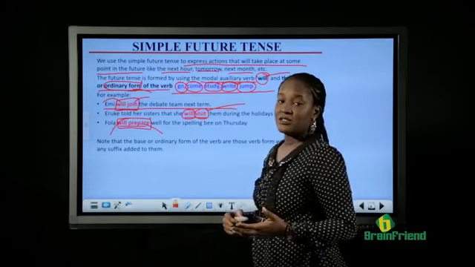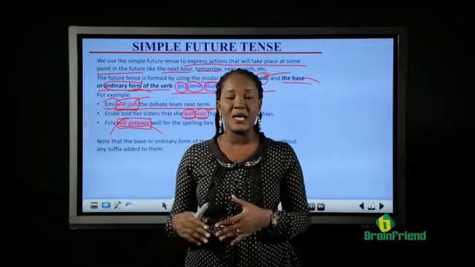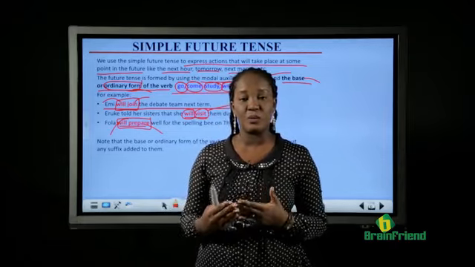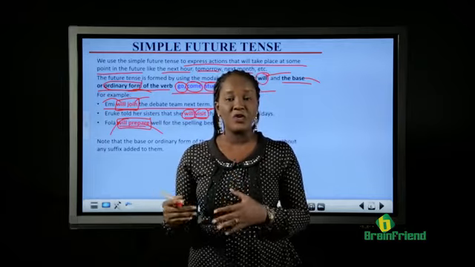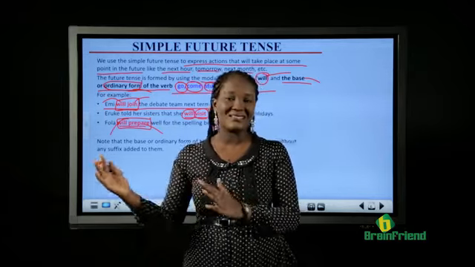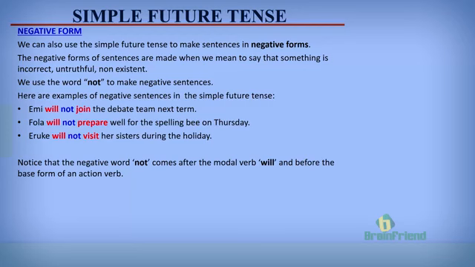Now, just like I said, whenever you hear base form or ordinary form of a verb, it simply refers to that form of the verb without any suffix or inflection, without any extra words attached to the verb. Now, still talking about the simple future tense, we use it to make negative sentences. The sentences we looked at earlier in the previous slide are positive sentences. Apart from that, we can use them to make negative sentences.